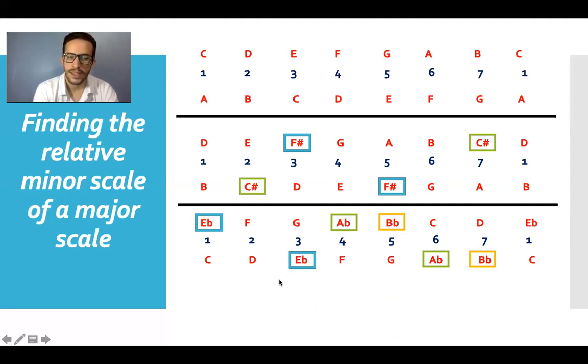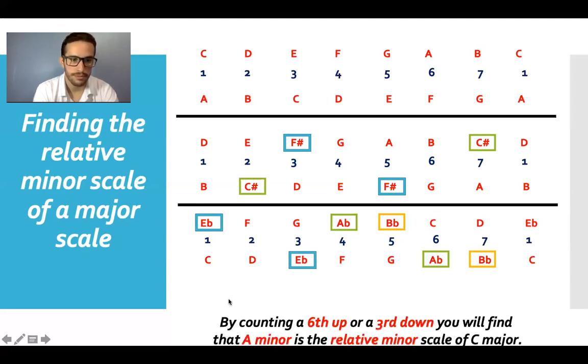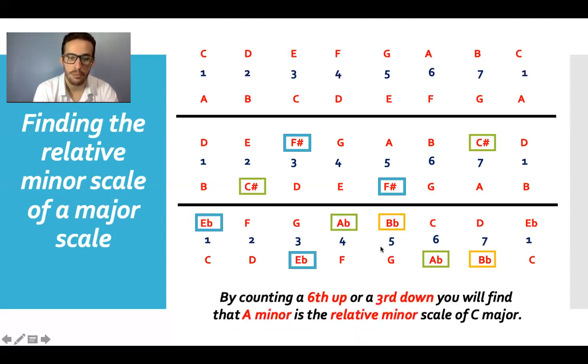Okay, so again, as we did with the other two, the C minor scale is the relative minor of E flat major, and the E flat major scale is the relative major of C minor. Why are they relative? Because they share the same notes. Okay, so by counting a sixth up or a third down, you can also do it from here.